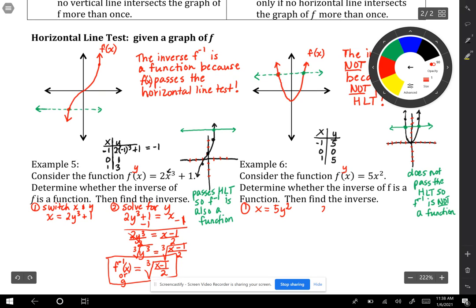And then step 2, solve for y. So I'm going to put the 5y squared on the left side. Divide by 5. y squared equals x over 5. Then take the square root of both sides. y equals plus or minus, and that's why it doesn't have an inverse function, because of that plus or minus. And then just call this g, or the inverse.